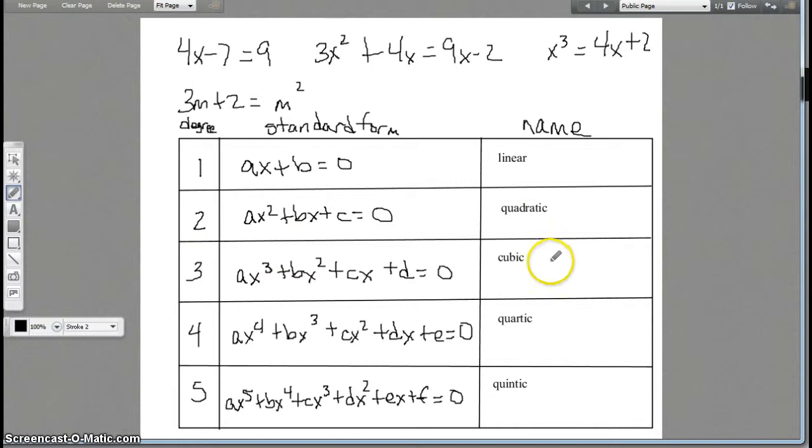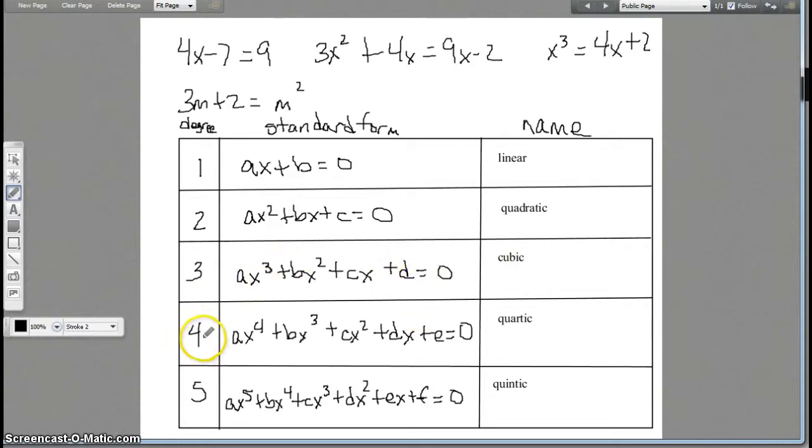Okay, our third row in the table is degree 3. Notice the highest degree in our polynomial equation is third degree. We have our powers written in descending order. So we have ax cubed plus bx squared plus cx plus d equals 0. This is a cubic equation. A, b, c, and d are all constants.